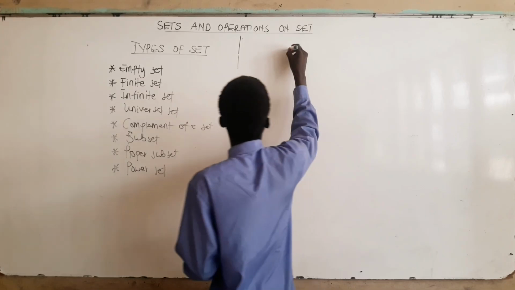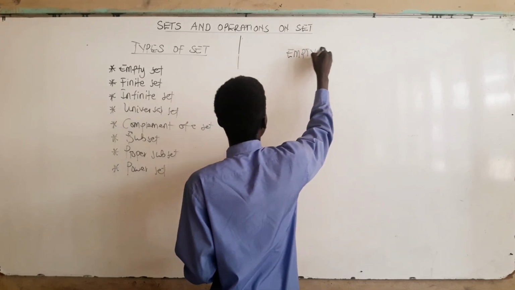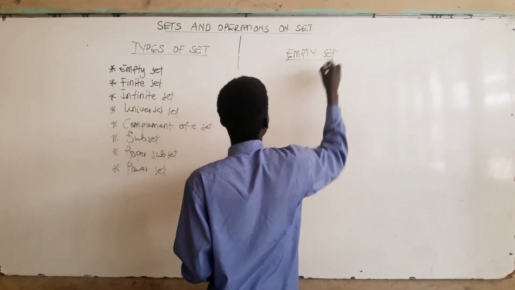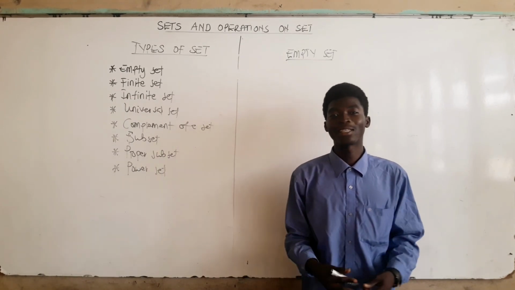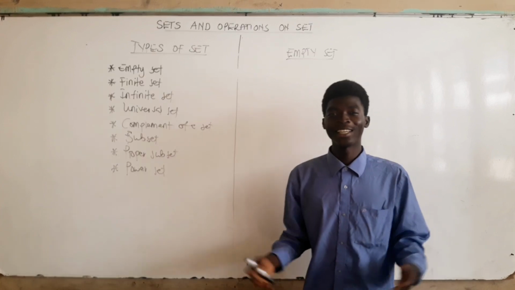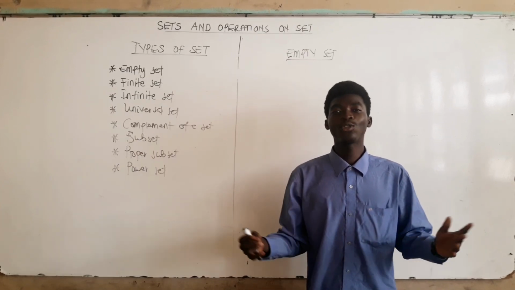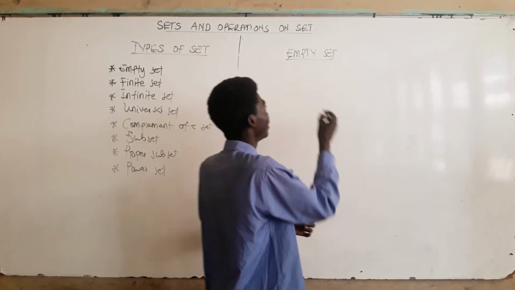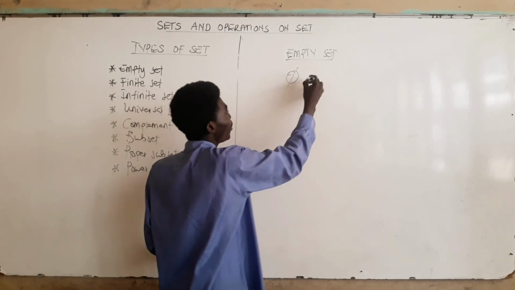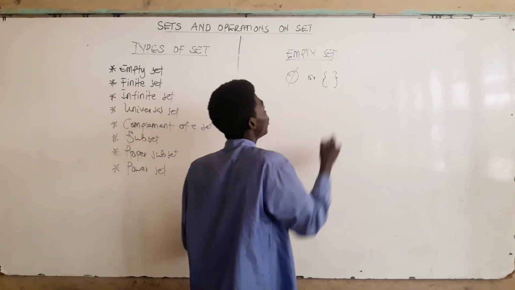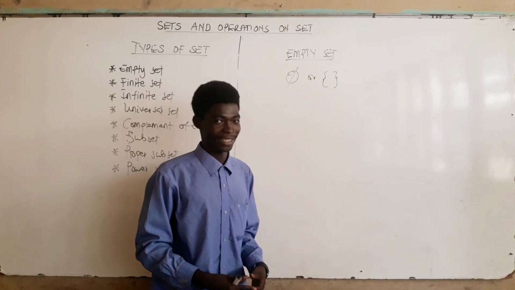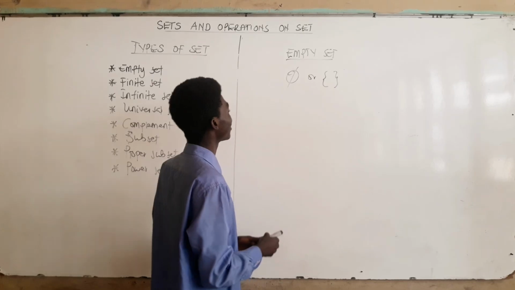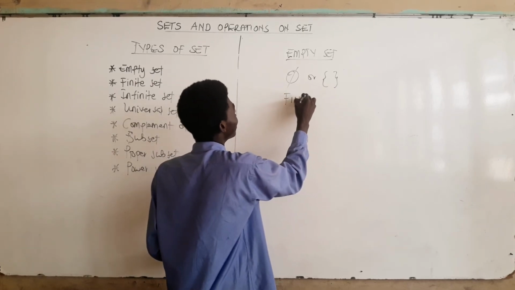With the empty set, it is a set that contains no element. As the name suggests, empty, it contains no element. It is normally denoted by this sign here, or an opened and a closed curly bracket with no element. And this is an empty set. So let's move on to the second one, finite set.